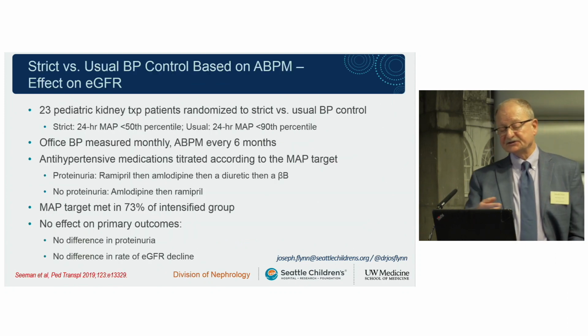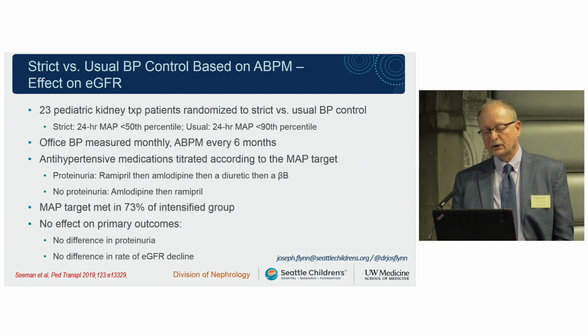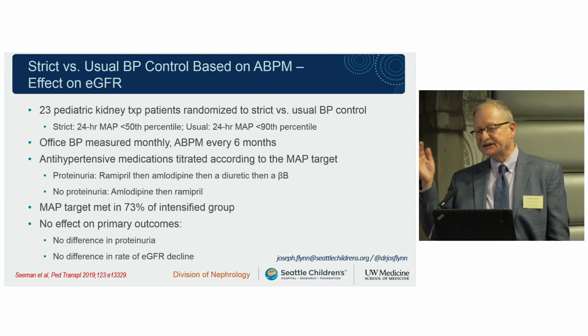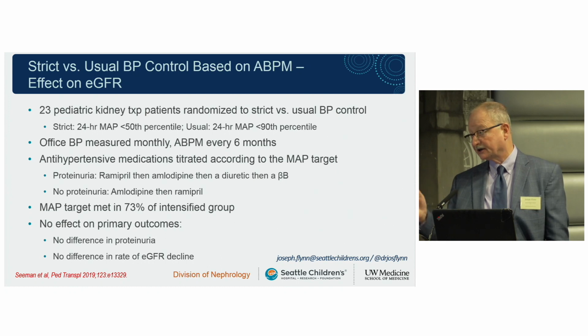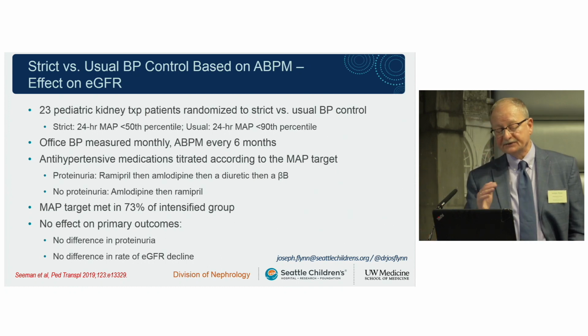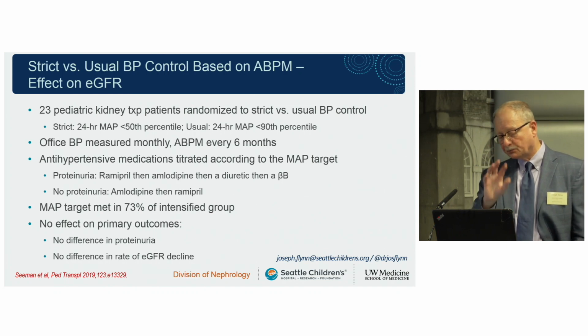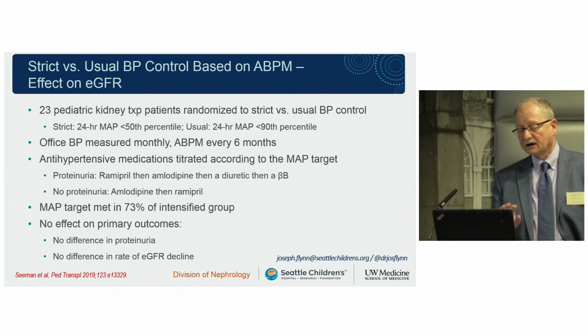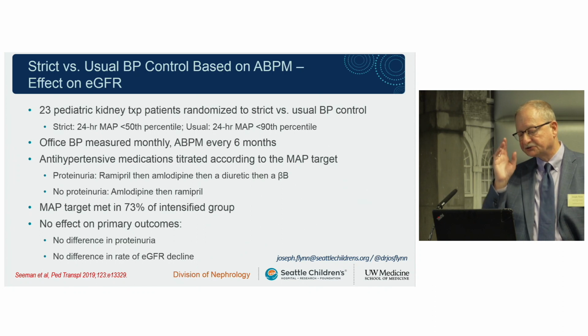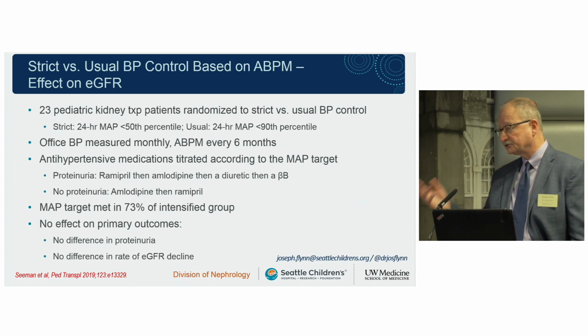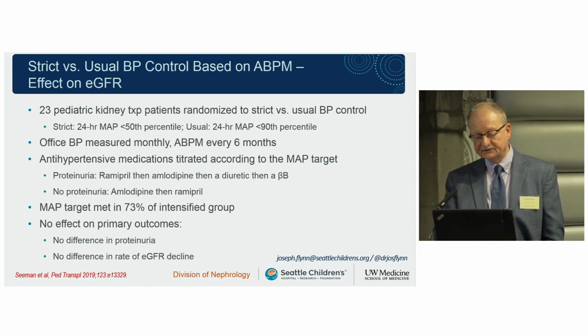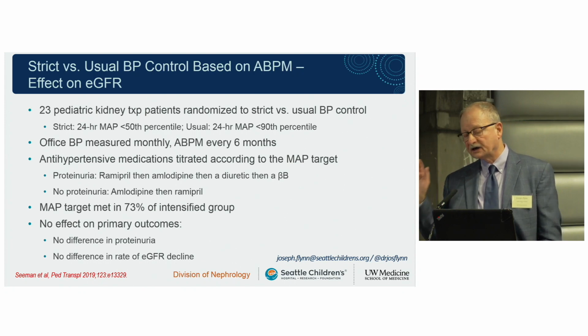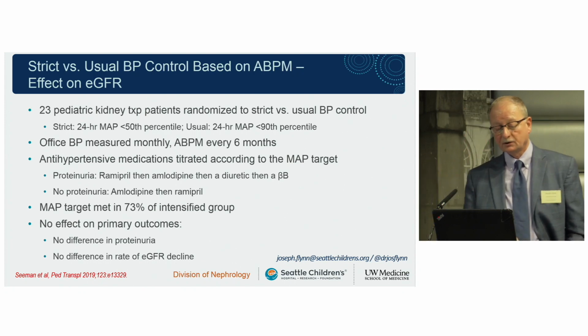And then this is the study I talked about: what if we did an ESCAPE trial-like study in transplant patients, would that help? In this study, they randomized a small number of transplant patients, and that's probably one of the problems, it's way too small, to strict blood pressure control versus usual control, so less than the 50th percentile or less than the 90th percentile on ABPM.